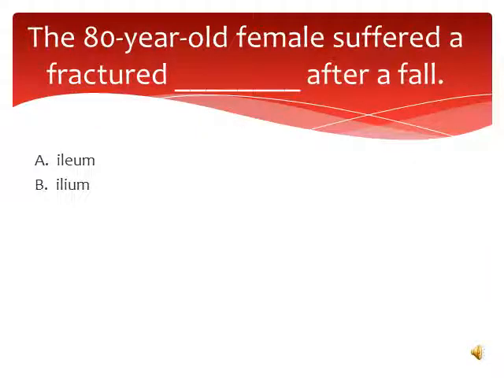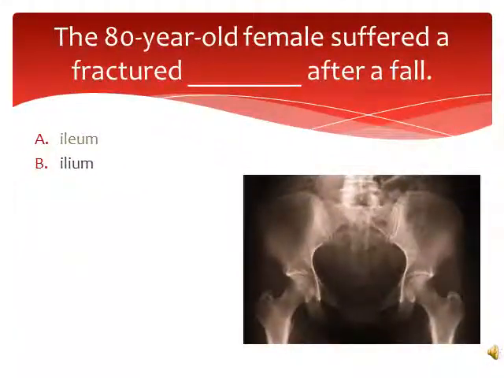How about this one? Ilium or ilium? The 80-year-old female suffered a fractured ilium after a fall. Which one's correct, A or B? B is correct. This ilium means the superior portion of the hip bone. If you think of the double I's for our hips, that's one way to remember that one. The other ilium is the distal portion of the colon.